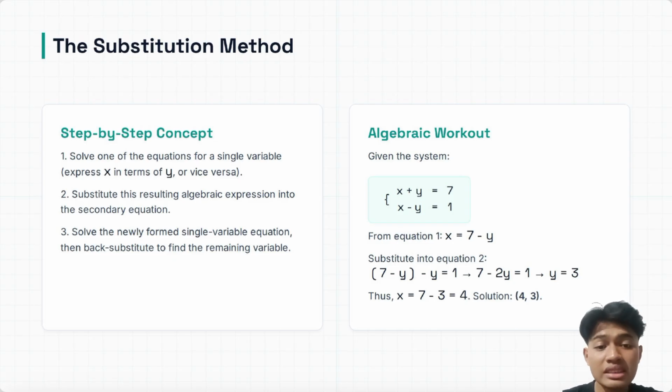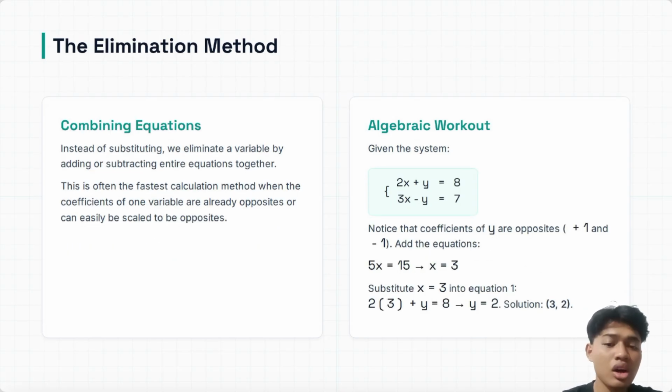The third method is the elimination method. Instead of substituting, we eliminate one variable by adding or subtracting the equations. Consider the system. For example, we have a system like that. Notice that the coefficients of y are 1 and -1. If we add the two equations together, the y terms disappear. We obtain 5x = 15.